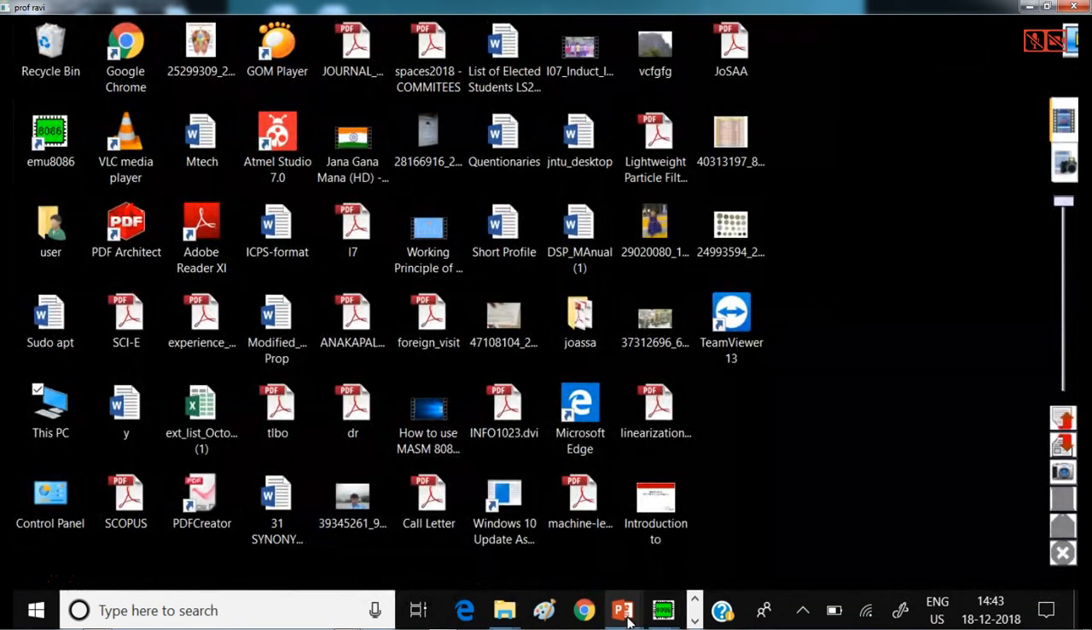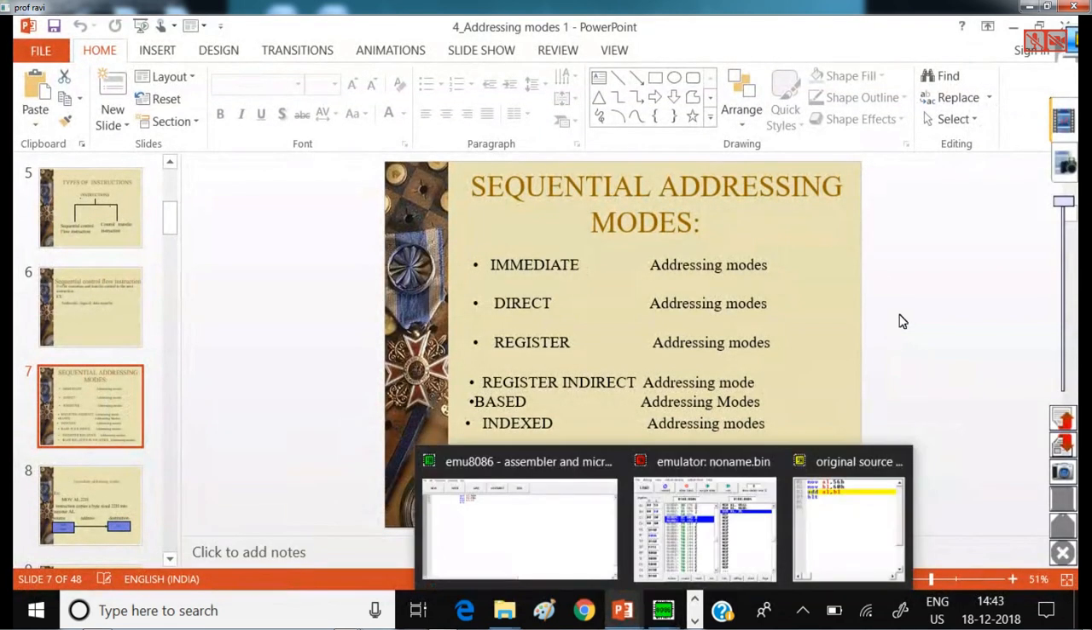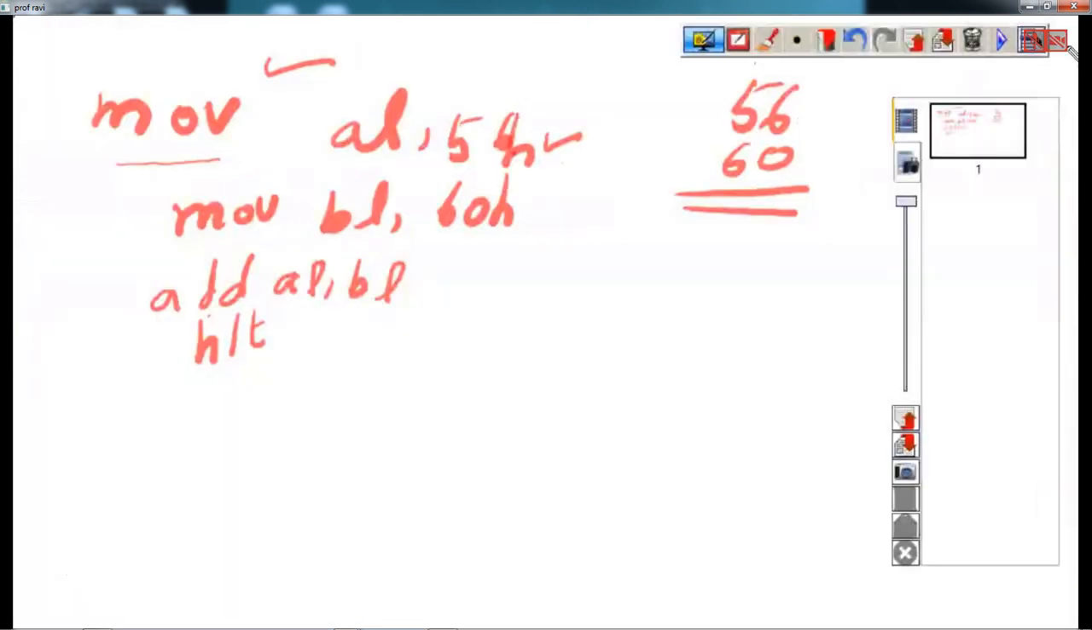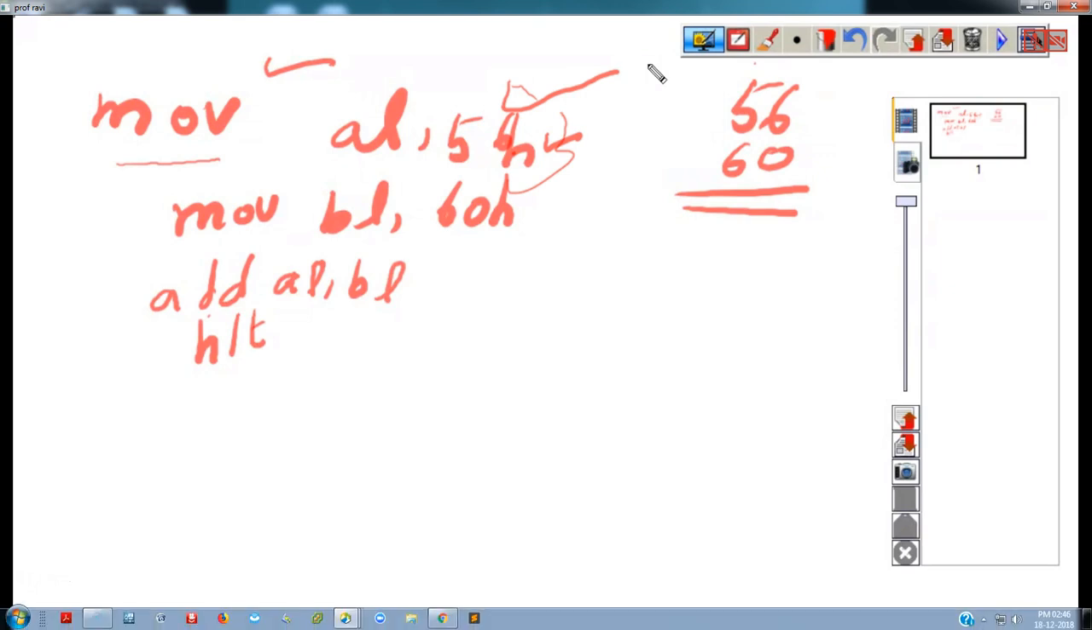So what do we mean by addressing mode here? The moment you write your instruction, the operand is immediately available in the instruction. Here 56, the data which has to be moved into the accumulator, is immediately present in the instruction. This way of locating data is called the addressing mode. If the data is immediately present in the instruction, that is called the immediate addressing mode.